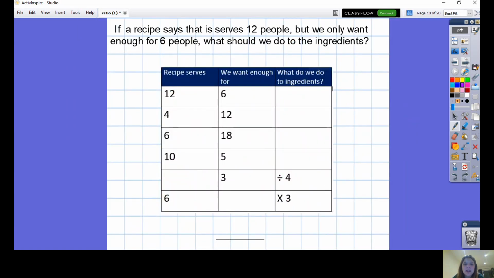So we're just going to think now then, if my recipe is for 12 people, but I only want to cook enough food for 6 people, I've only got 6 people coming, what shall I do to my ingredients?